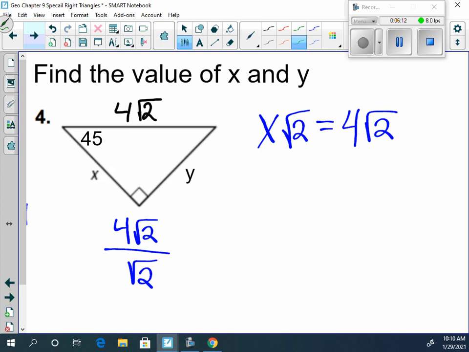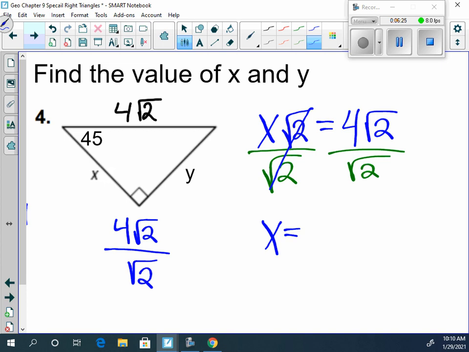How do I get x by itself? Well, I can divide both sides by the square root of 2, which could cause those to cancel. And now we just need to do 4 square root of 2 divided by the square root of 2. So what is that? 4, yes? So the value of x is 4. What's the value of y?